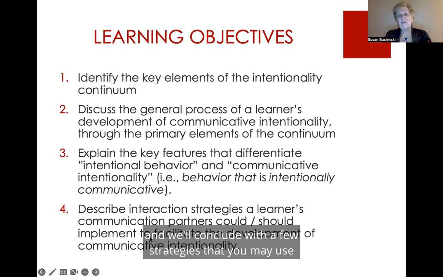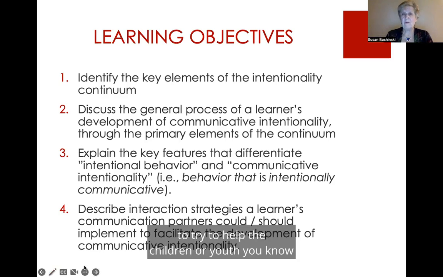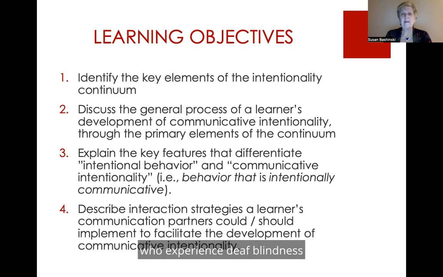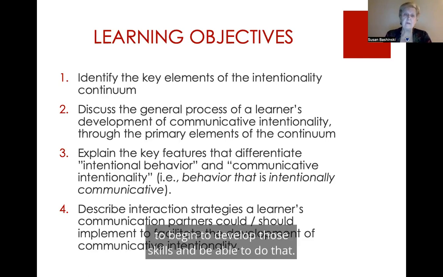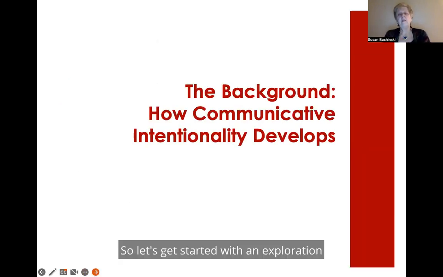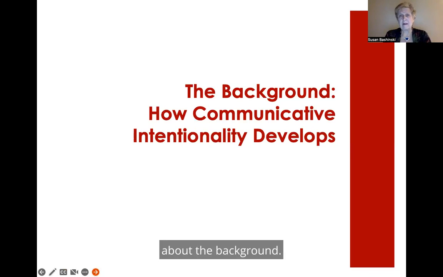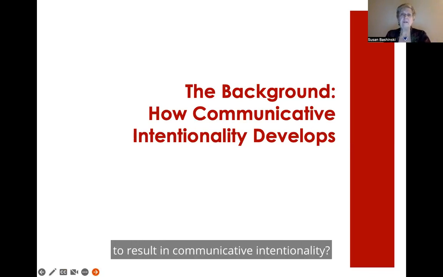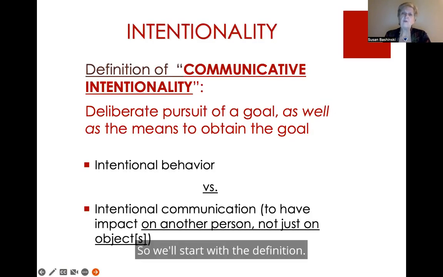And we'll conclude with a few strategies that you may use as educational team members or family members to try to help the children or youth you know who experience deaf blindness and maybe don't communicate intentionally to begin to develop those skills and be able to do that. So let's get started with an exploration about the background. What happens? What goes on to result in communicative intentionality? So we'll start with the definition.